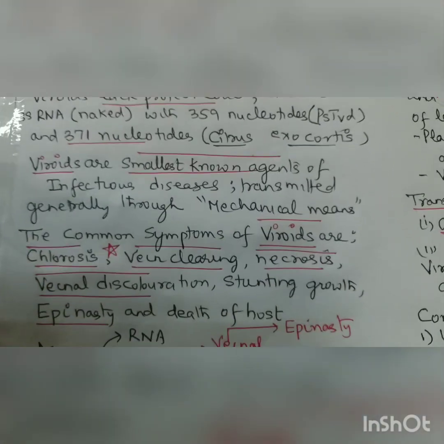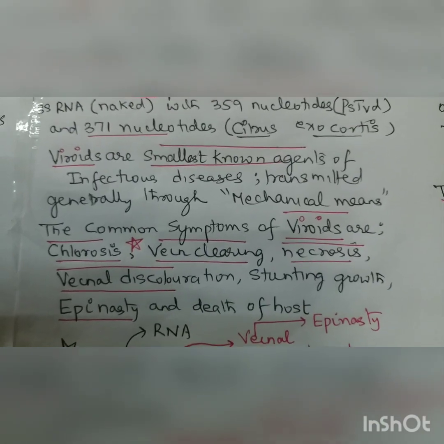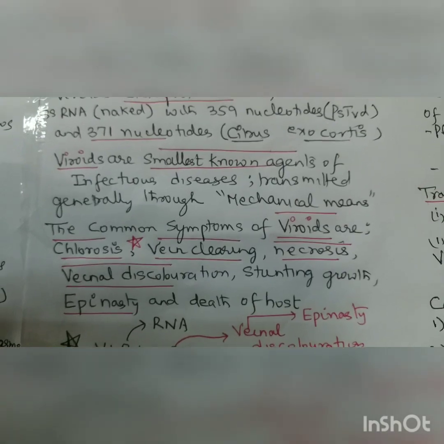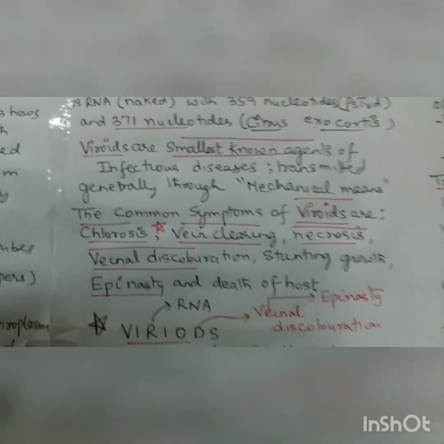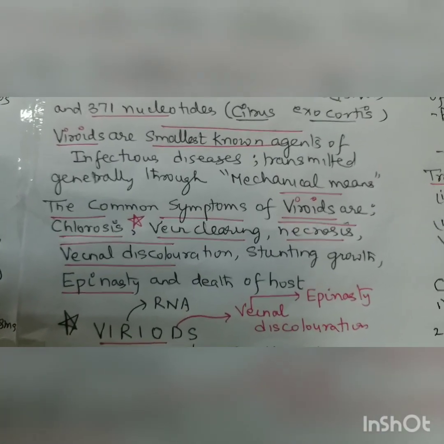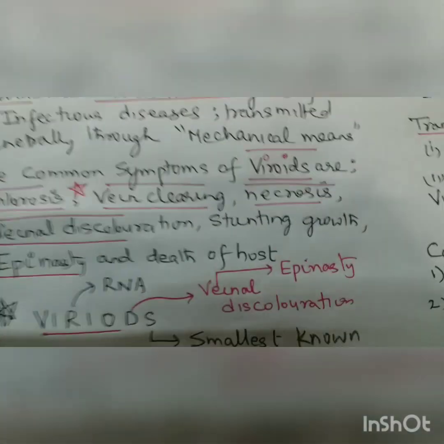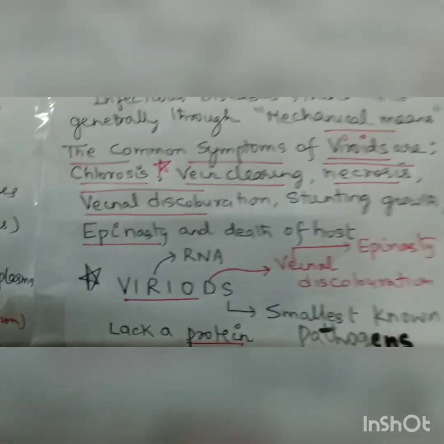The common symptoms of viroids are chlorosis, vein clearing, necrosis, venal discoloration, stunted growth, epinasty. Epinasty is a very important symptom, particularly in viroids, and death of the host. We already told you in Spiroplasma, the viroids did the same thing.